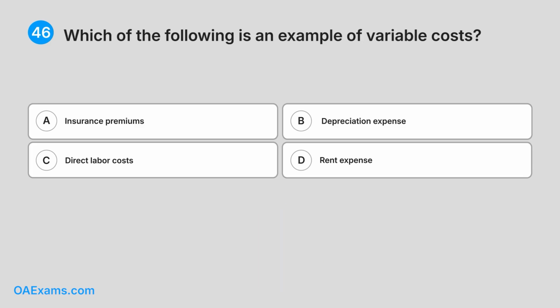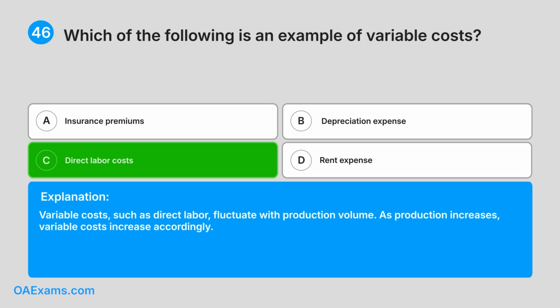Correct answer. C. Explanation. Variable costs, such as direct labor, fluctuate with production volume. As production increases, variable costs increase accordingly.